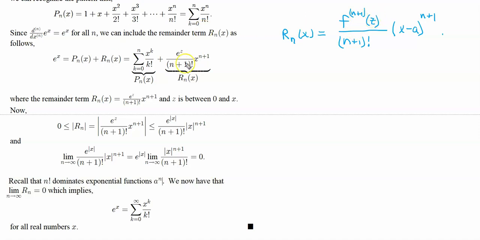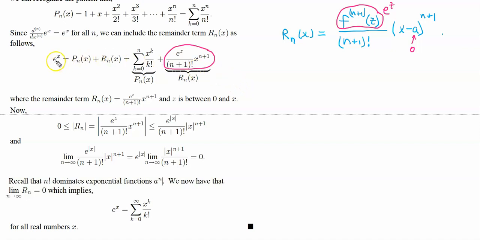Now notice that the n plus first derivative of e to the x power is just e to the x. So this is just going to be e to the z. Notice we have a z there. Also notice that this a for our problem is going to be 0. And so we end up with this as our remainder term right here. So right there is our remainder term: e to the z divided by n plus 1 factorial times x to the n plus 1.